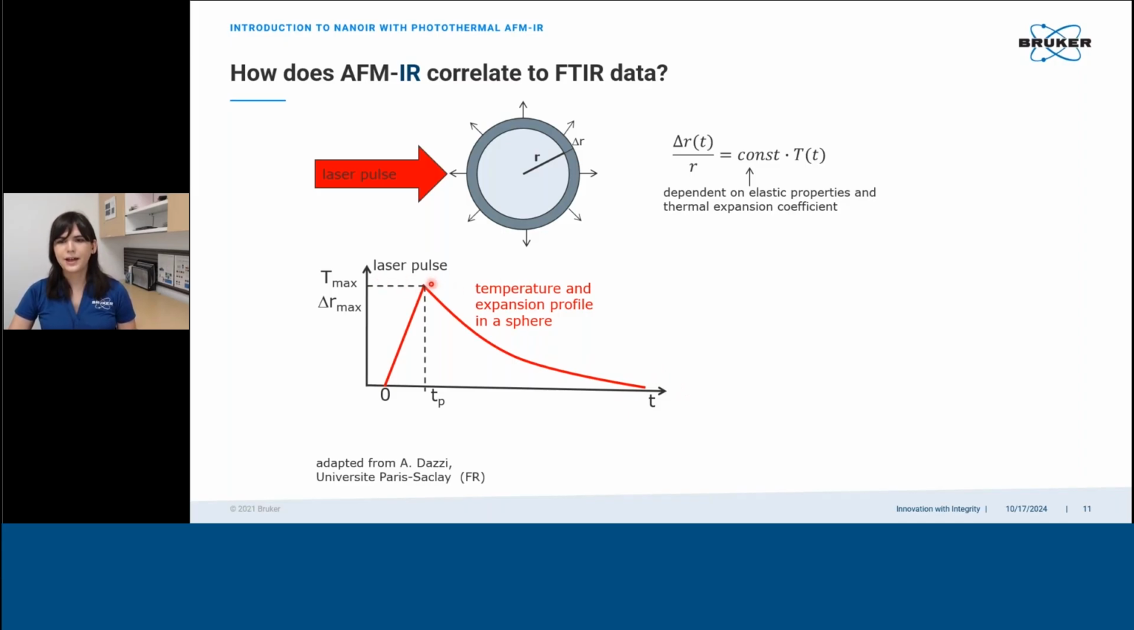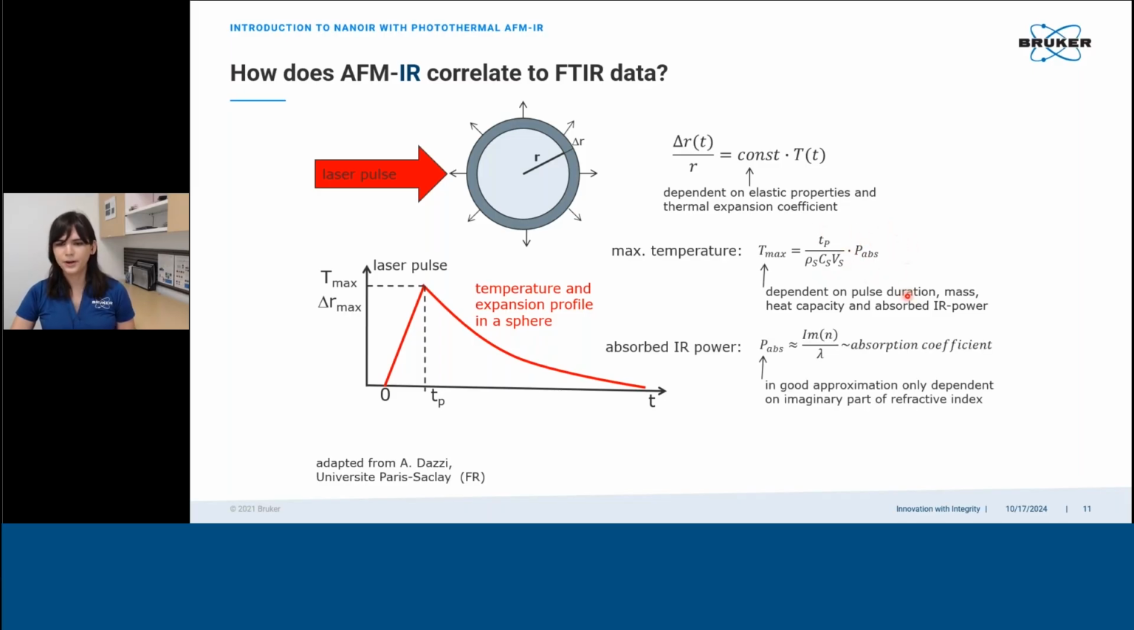And so in the time that we have this pulse arriving, we're introducing a change in the size of the material, this delta R here. And this delta R is dependent on constants, depending on the elastic properties, the coefficient of thermal expansion, but also that maximum temperature value there. This maximum temperature value is then dependent on the pulse duration, the heat capacity, and the absorbed IR power. These pulse duration, heat capacity, and so on are kept constant during the measurement, so this is also a fixed value. So we're only looking at this change in the absorbed power.